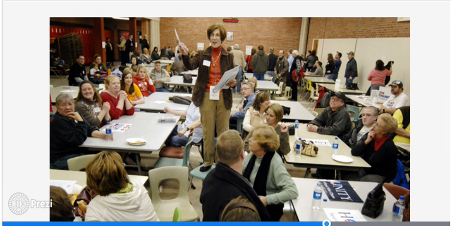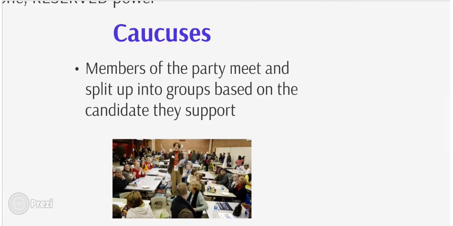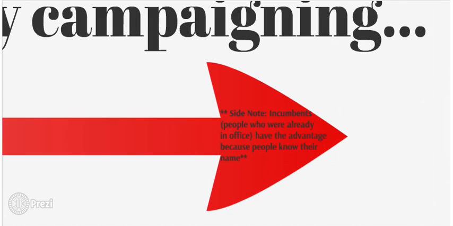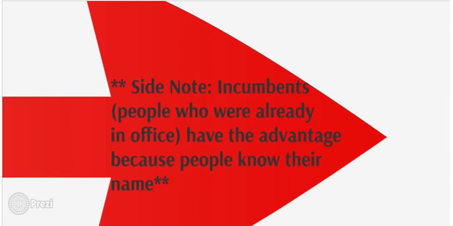So, they both narrow down the field, and they both show support for candidates. It could cause candidates to drop out if they don't have enough support, but a primary is a vote, and a caucus is a group showing support. So, remember, we're still actively campaigning during this whole process. You can't just stop one day. You have to campaign the whole time.